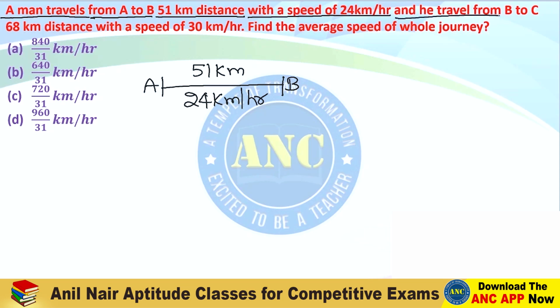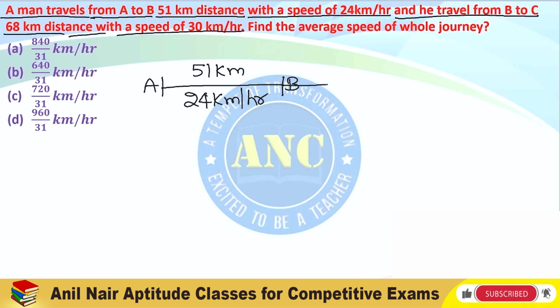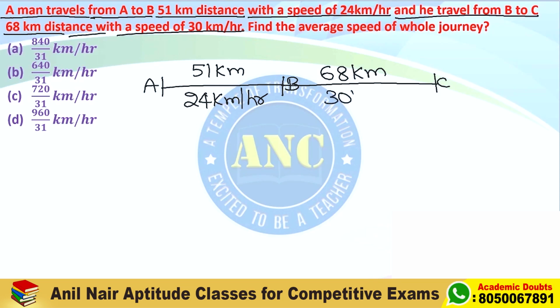And he travels from B to C, 68 kilometer distance, with a speed of 30 kilometers per hour. From B he continues to travel to C and the distance is 68 kilometers from B to C and the speed is 30 kilometers per hour. Find the average speed of the whole journey is the question. It's so fast and so simple right now.